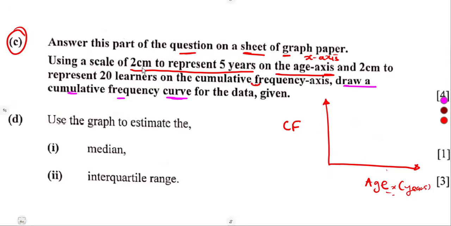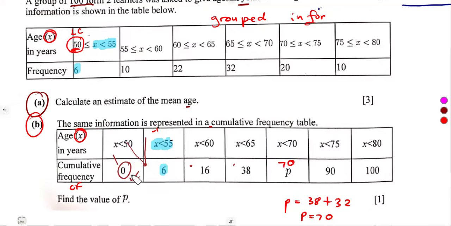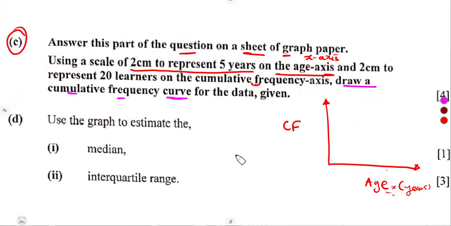So they said 2 centimeters to represent 5 years. And we cannot talk about negative values for this cumulative frequency. We cannot say there's a negative value in terms of the year. Someone having -2 years cannot be possible. Or in terms of the corresponding cumulative frequency, it cannot be negative. These values are all positive. So there is no need for us to have our graph subdivided into two like this. It's all positive.